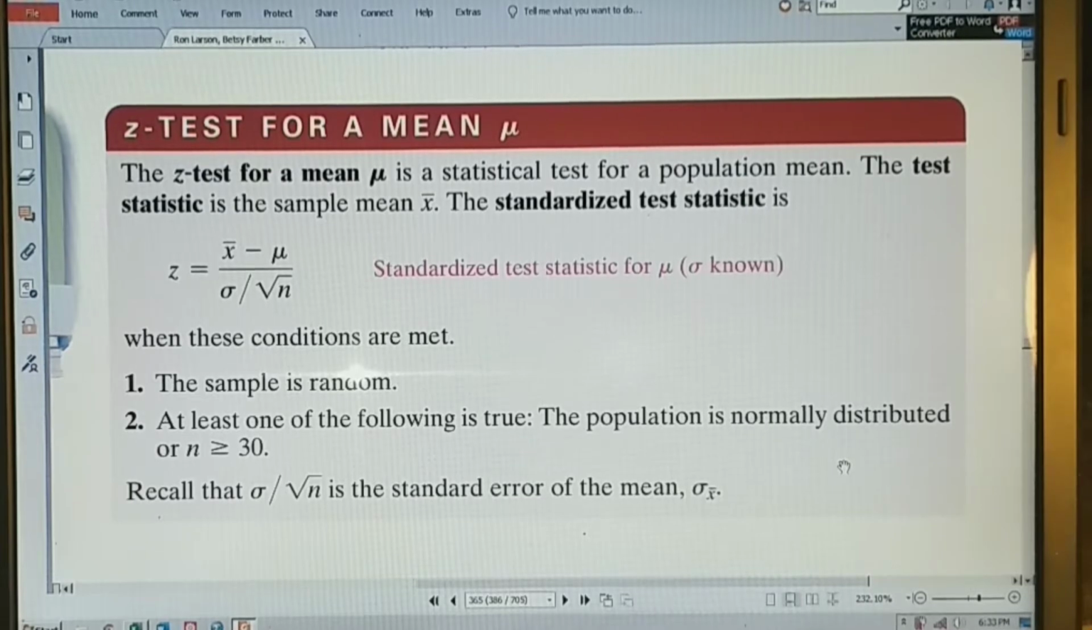The Z-test for a mean mu is a statistical test for a population mean. The test statistic is the sample mean x bar. The standardized test statistic has the formula z equal to x bar minus mu all over sigma over square root of n, when these conditions are met. First, the sample is random and at least one of the following is true: the population is normally distributed, or the number of samples is greater than or equal to 30.